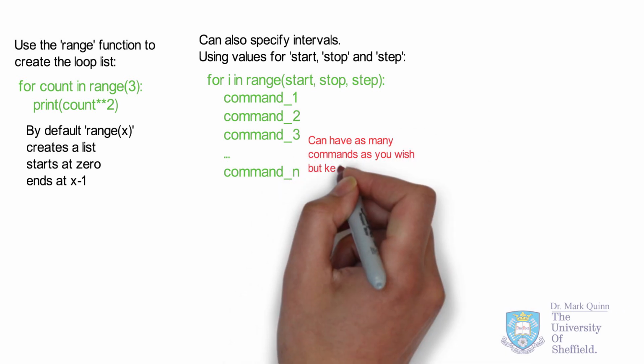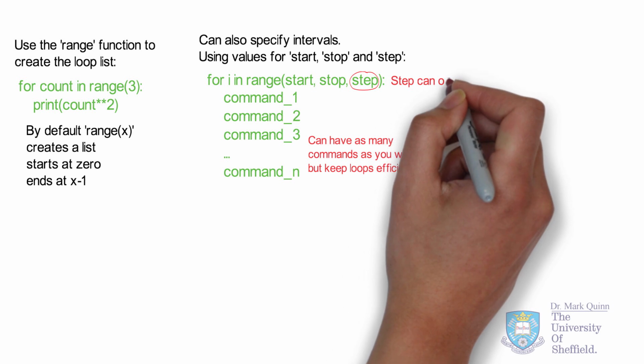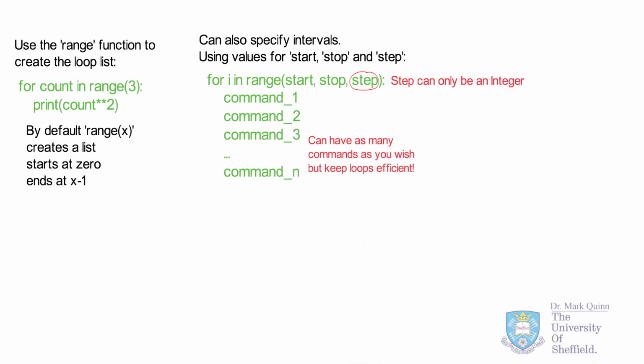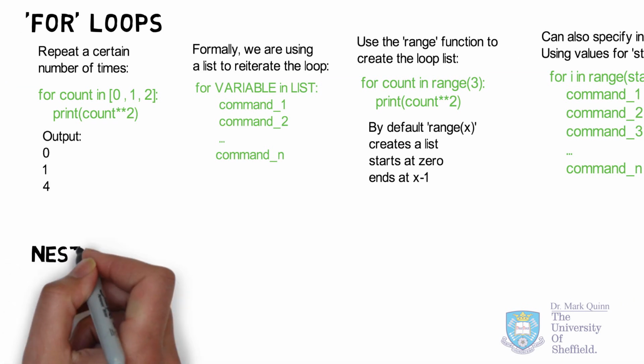With the case of range, the step size can only be an integer. If you want a step size that's a float, you can of course use NumPy's arange function. For example, we can have a for loop that has a starting point, a stop point, and some non-integer step using arange.